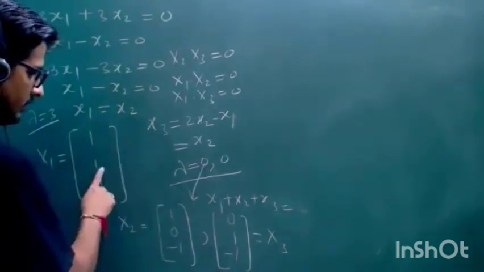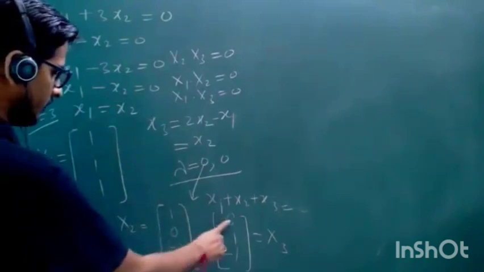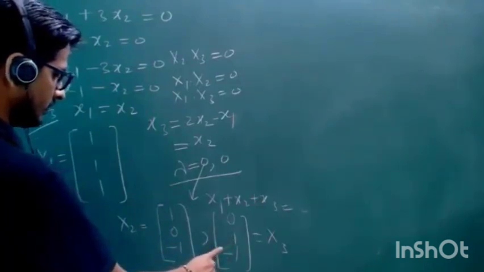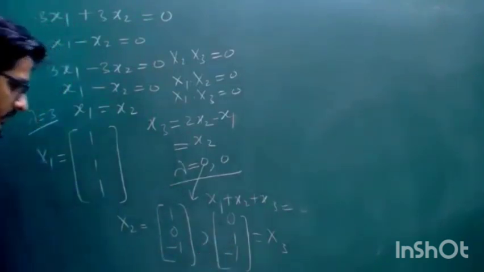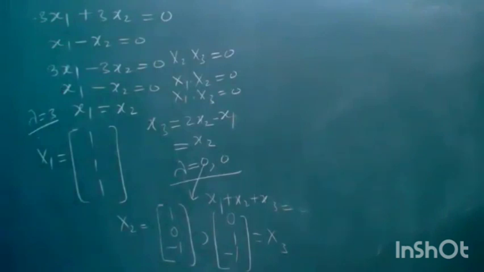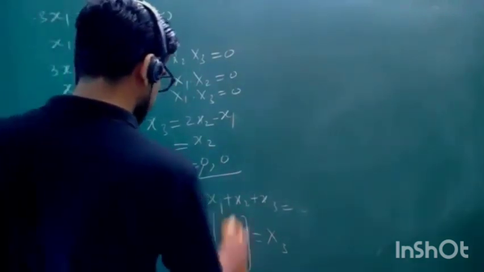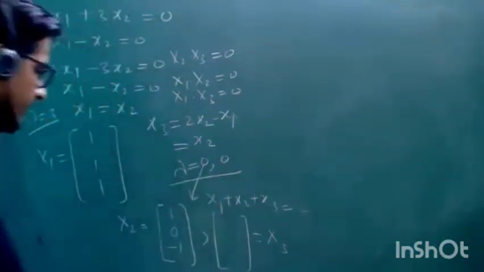So x2 and x3: 0 and 1, so 1 is remaining. So I should write it so that it becomes 0. I should write 1, because this should be orthogonal also, no? So just wait. I will write this so that it becomes 0.